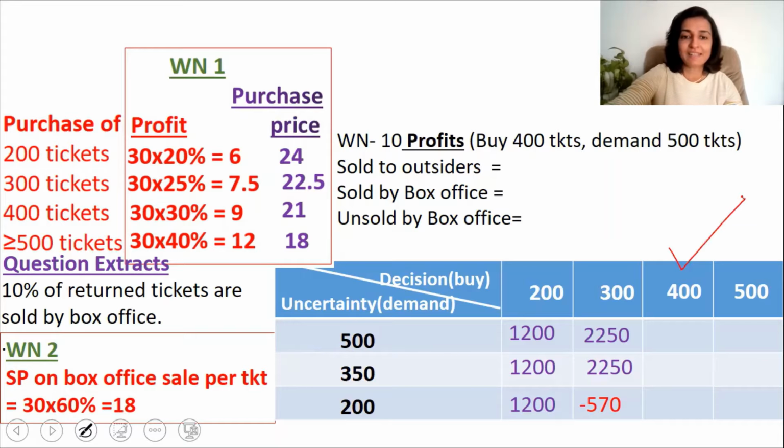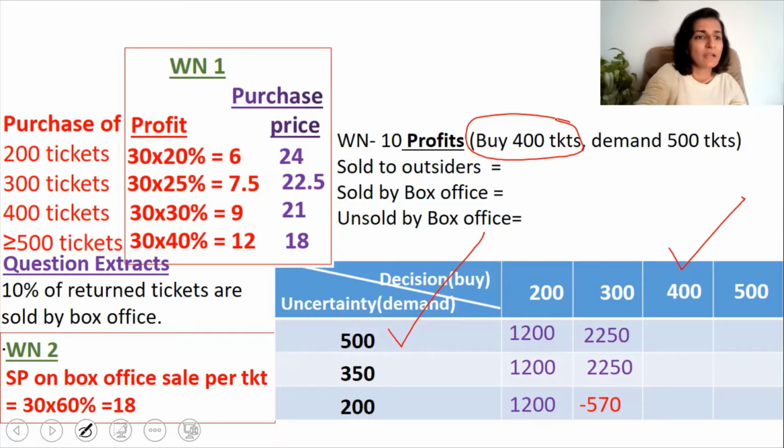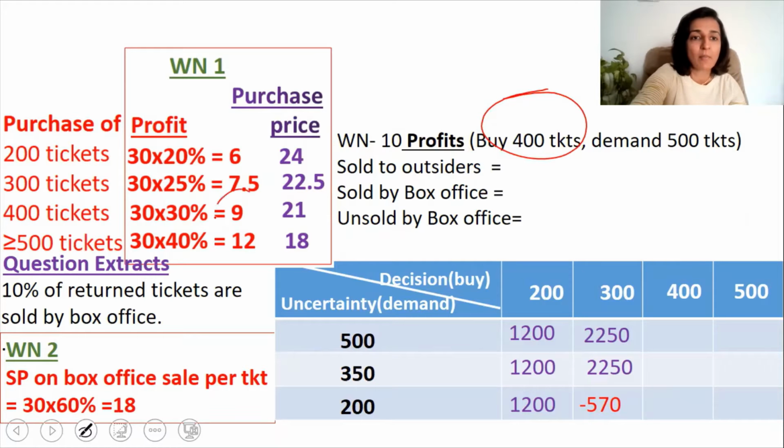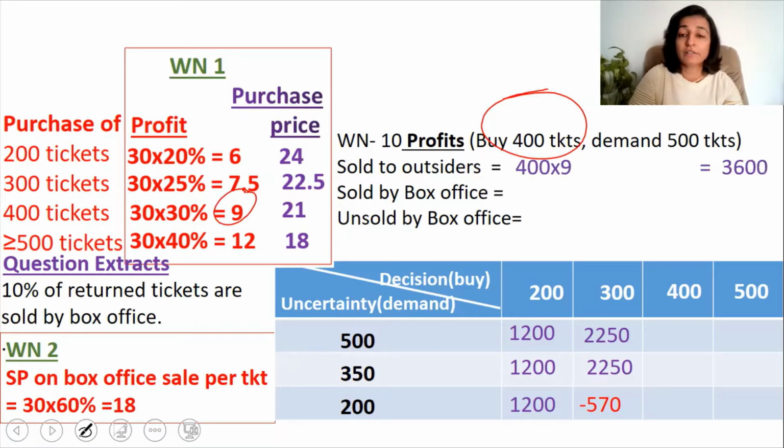He buys 400 tickets and the demand is 500 tickets. So since the demand is more than his purchase quantity, he will be able to sell the entire quantity of 400 tickets. And what is the profit that he gets? If he purchased 400 tickets, the profit is $9 per ticket. So if he sells to outsiders, the profit that he gets is 400 tickets multiplied by 9, or $3,600. And since there are no unsold tickets, both these will be nil. So we write 3,600 in the payoff table.